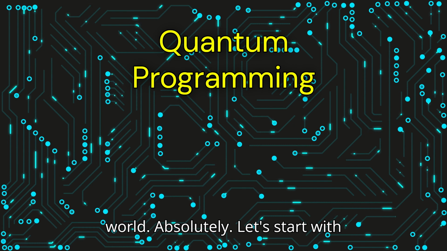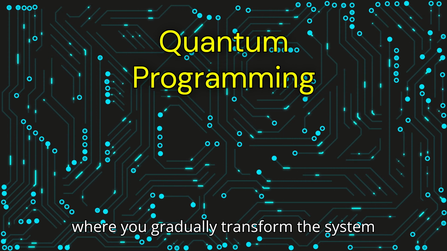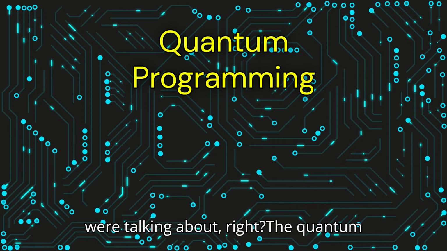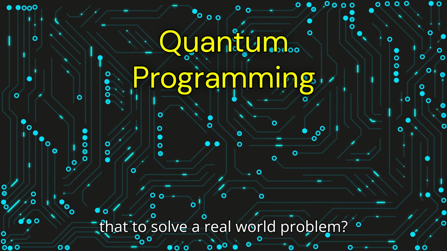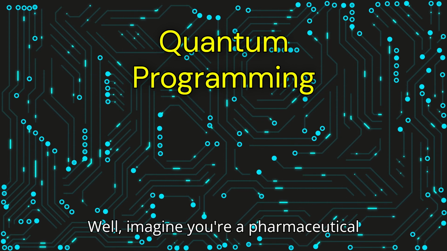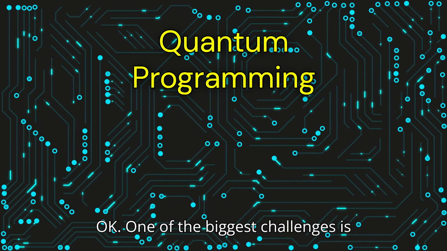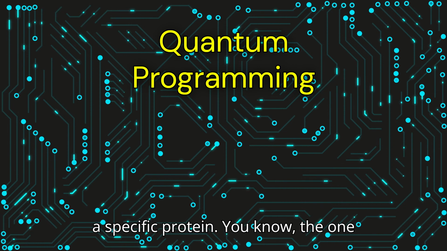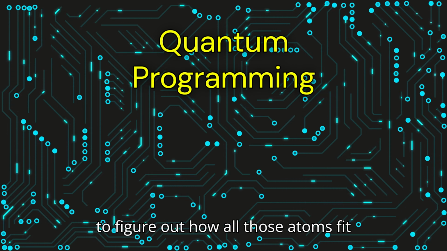Absolutely. Let's start with adiabatic quantum computing, that one where you gradually transform the system to find the lowest energy state, like we were talking about. Right, the quantum GPS. So how would a company use that to solve a real-world problem? Well, imagine you're a pharmaceutical company trying to develop a new drug. Okay. One of the biggest challenges is designing a molecule that interacts with a specific protein, the one that's causing the disease. Yeah, trying to figure out how all those atoms fit together.